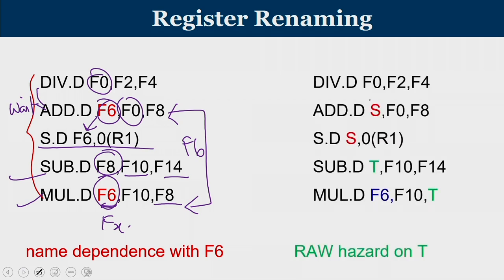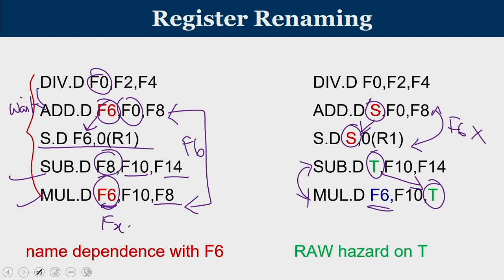So what I can do is, these two are the same thing, and these are the same thing. As and when this S is available, then only the store can go. As and when the T is available, then only I can go, and this is the actual F6. So now we have a RAW hazard on T, so they will be dependent on each other. I am renaming this F6 with some temporary register. So the add value will be written to a temporary register S, which is used by the store in order to write. So they need not update the real F6. Only the multiplication instruction is going to update F6.